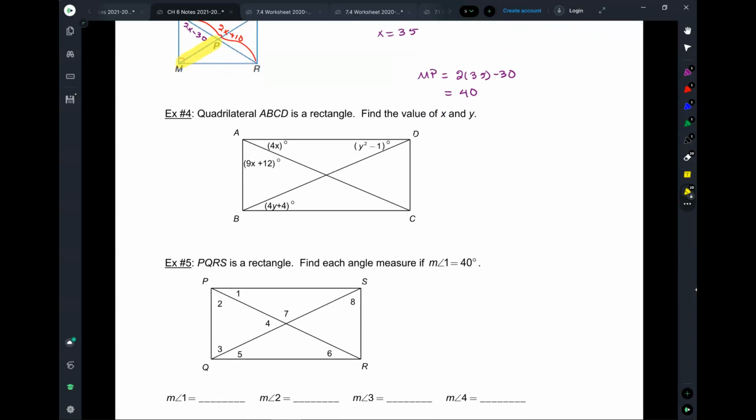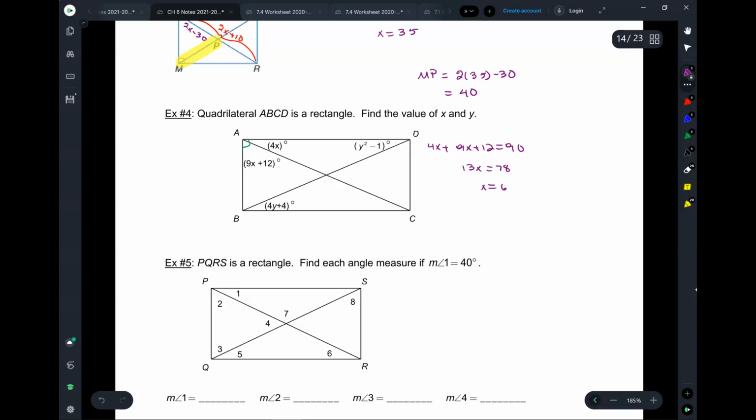Quadrilateral ABCD is a rectangle. Find the value of x and y. Okay, so if it's a rectangle, what do we know? Madeline, what do we know? That all of the angles are right angles, right? So this one is a right angle, meaning 4x plus 9x plus 12 is 90. 13x is 78. X is 6.